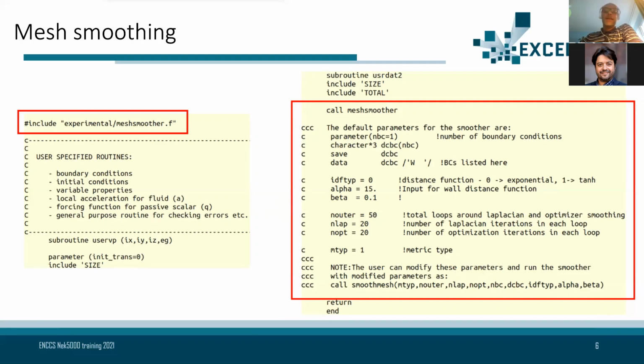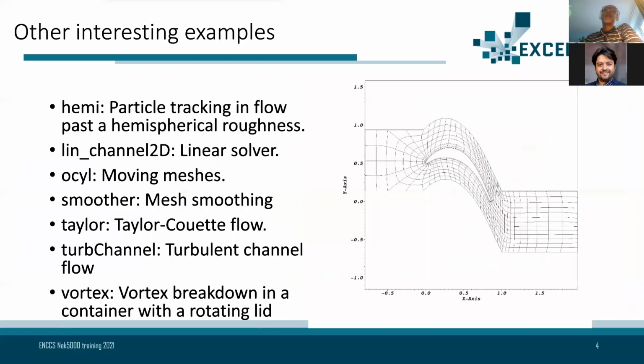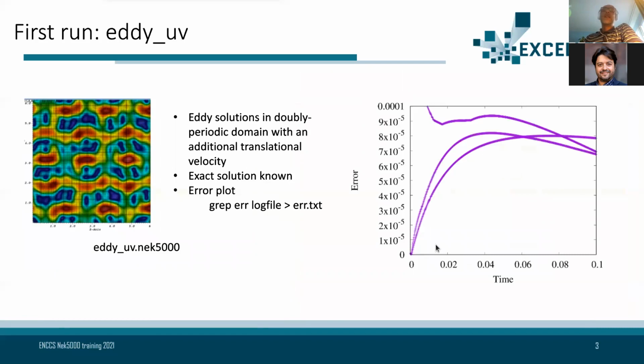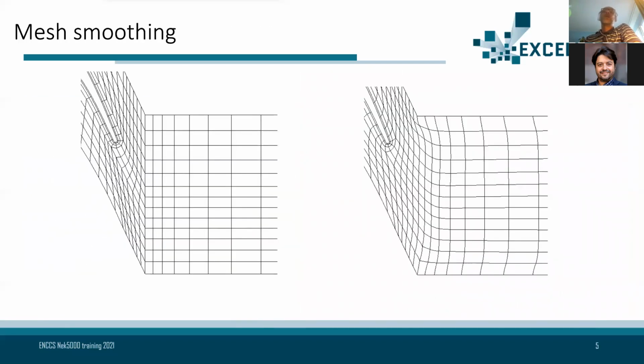So what you could do, you actually could repeat the same steps we did for aduv, meaning after copying, just run genmap, but this time on lpt, just compile, makenek lpt, and nekbmpi. This would allow you to run the lpt case.